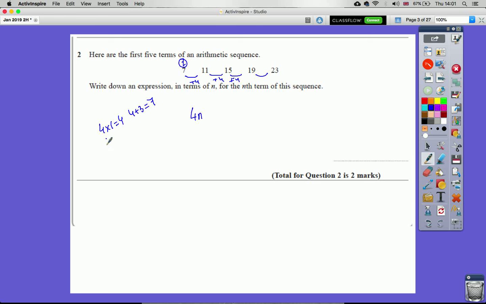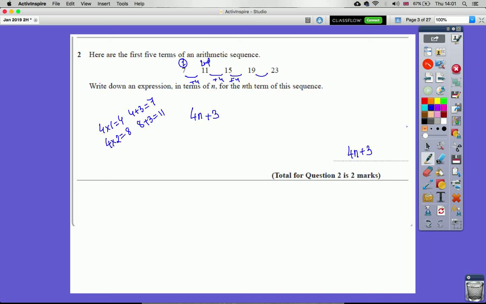Let's test with the second term. 4 times 2 is 8, but the second term is 11. So you see 8 plus 3 equals 11. So whatever I am doing with the term number, I'm multiplying it by 4 first, and then adding 3. So it's going to be 4n plus 3. Our nth term for this sequence is 4n plus 3.